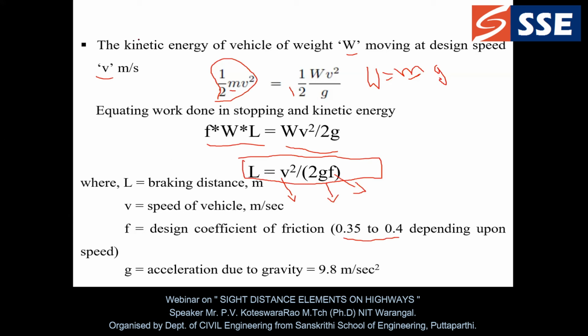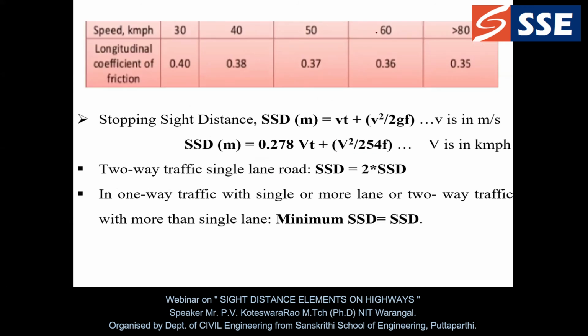So here, if the speeds of the vehicles are 30, 40, 50, 60 and 80 or greater than 80, then the coefficient of friction values are like this. In general, in the problem, they will give these values. If not, you need to remember this and use these values.